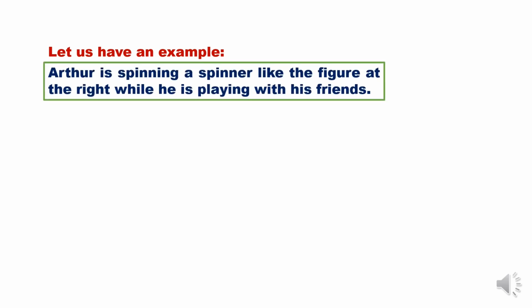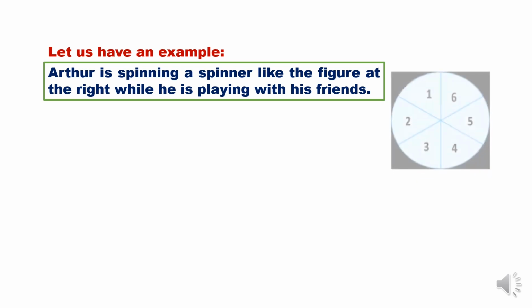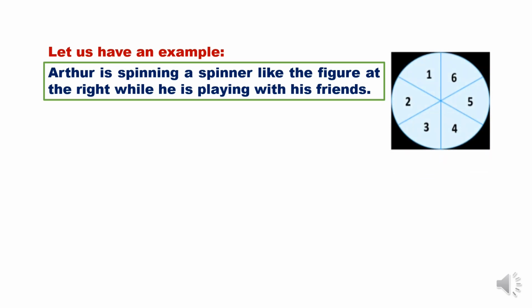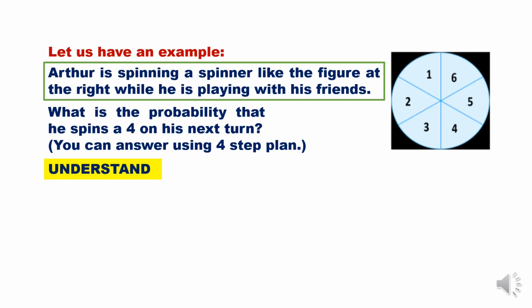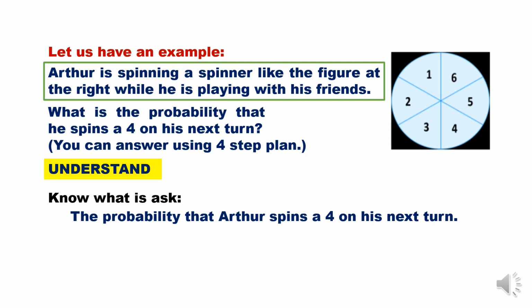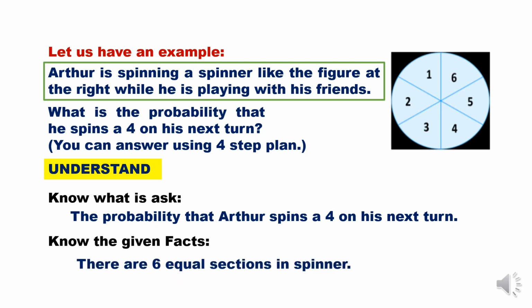Let us have an example. Arthur is spinning a spinner like the figure at the right while he is playing with his friends. What is the probability that he spins a 4 on his next turn? You can answer using the 4-step plan. Understand: know what is asked. The probability that Arthur spins a 4 on his next turn. Know the given facts: there are 6 equal sections in a spinner.